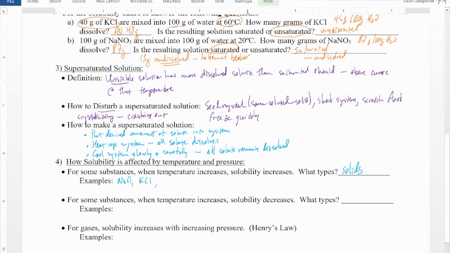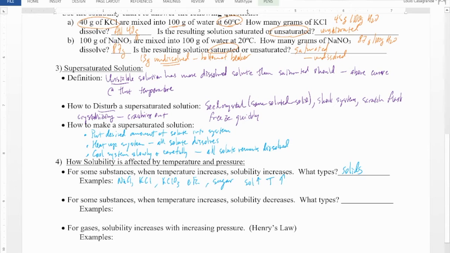potassium chloride, I can just list all of them, potassium chlorate, etc. Sugar. All these will increase. The solubility goes up as the temperature goes up.